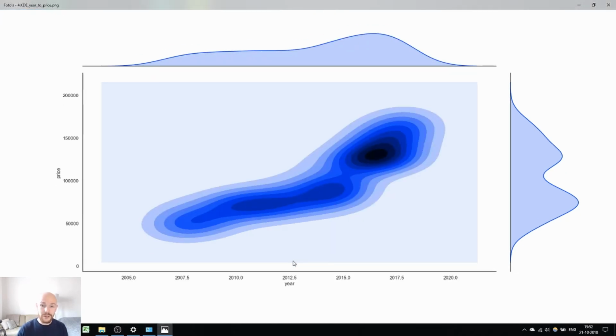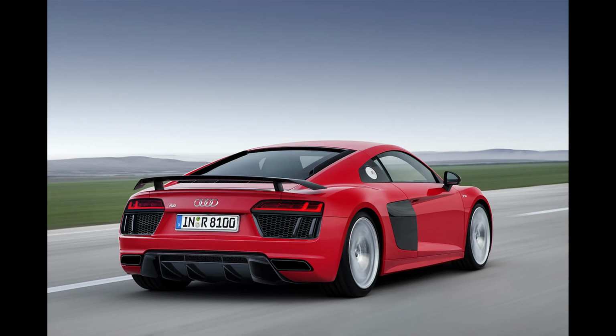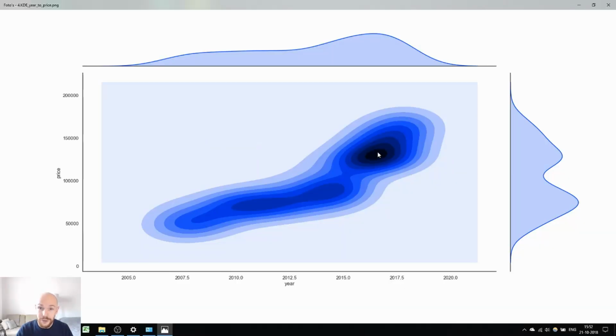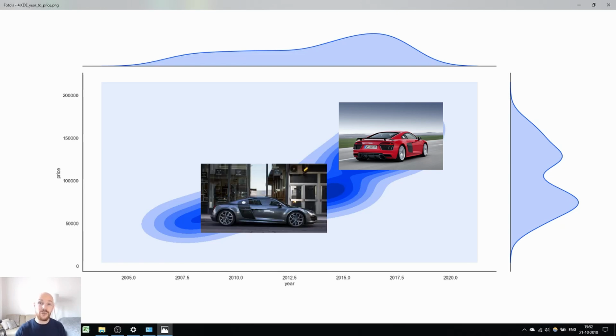Then we end up with a graph like this. We can see again that there's a concentration point in the market for the new R8s. So you have a lot to choose from if you're in the market for a new R8. However, we can see clearly that the older shape R8, meaning the ones from before 2015, has a more spread out picture in the market, and that there's not one clear concentration point to be identified.